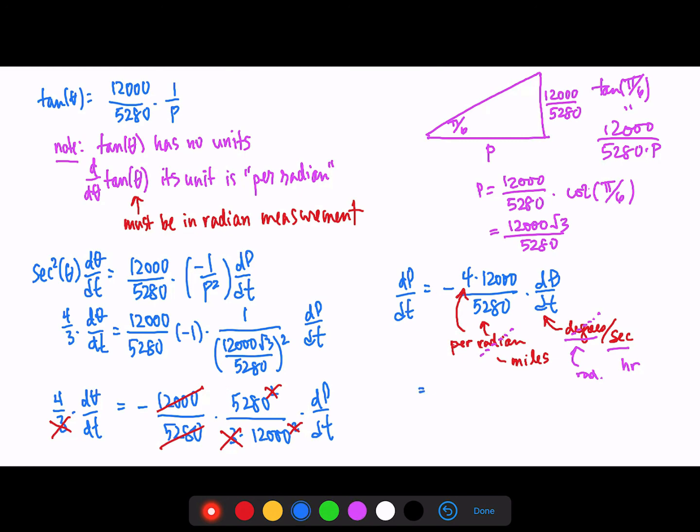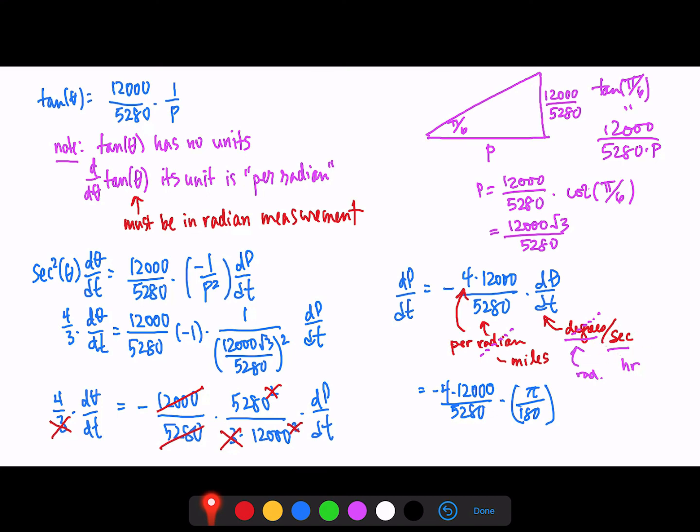So what we'll do is this. We will leave these numbers alone, and first we'll translate degrees into radians. There are pi radians to 180 degrees. So with this conversion factor, the pi radians in my numerator will cancel with the per radians that comes from the 4. And the 180 degrees in the denominator will cancel with the degrees.